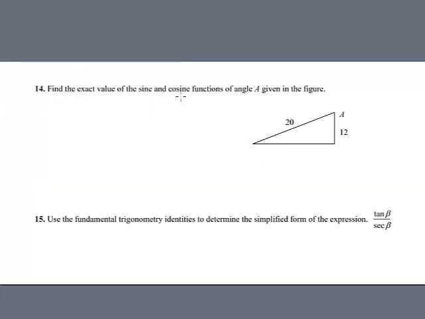Find the exact value of sine and cosine for the function. So I want sine of A and I want the cosine of A. Well, I know that the sine of A is opposite over hypotenuse, which I don't have, but I can do the cosine. That'll be 12 over 20. Always reduce. That reduces by 4, so that's 3 over 5.